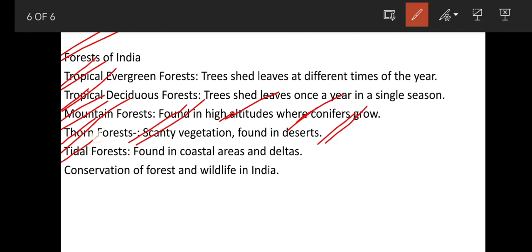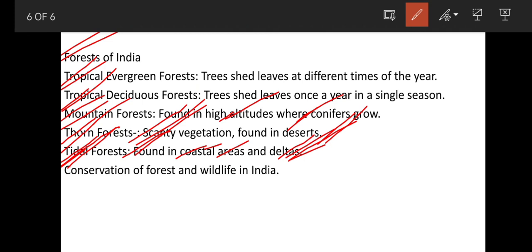Next, we have also discussed tidal forest, also known as mangroves. Tidal forests are found in coastal areas and deltas, means tidal forests are found near the water areas or near the sea. What do you mean by delta? In our country, India, the river Ganga and the river Brahmaputra meet. When they meet together, they form a large area known as a delta before reaching the Bay of Bengal. So, in that delta region, tidal forests are found. In a simple way, we can understand that tidal forests are found near water bodies.